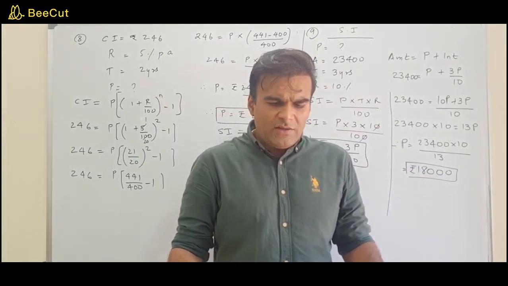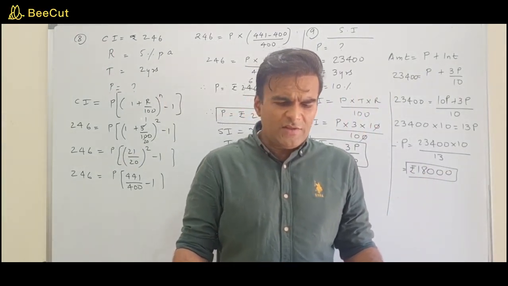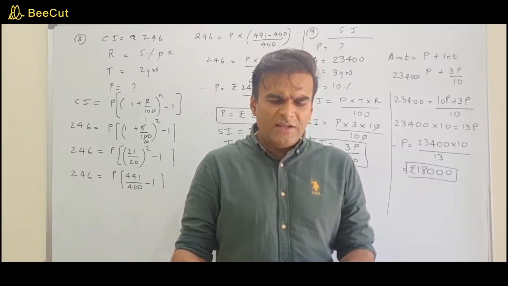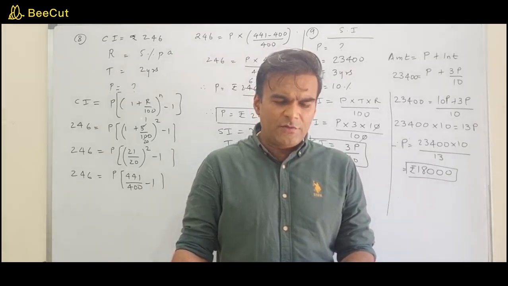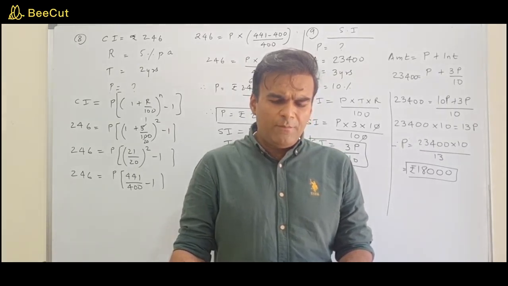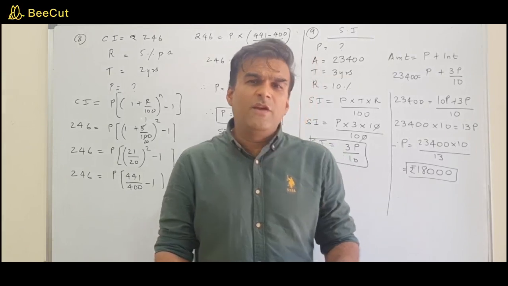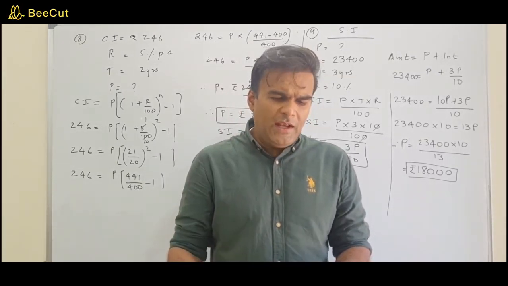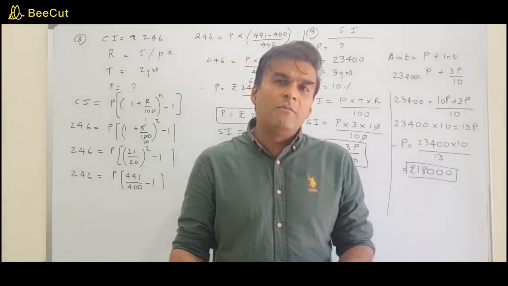What is the question asked? The question asked is, a certain sum of money amounts to 23,400 in 3 years at 10% per annum simple interest. Find the amount of the sum in 2 years. That means we have to find how much it will amount to in 2 years at 10% under compound interest.